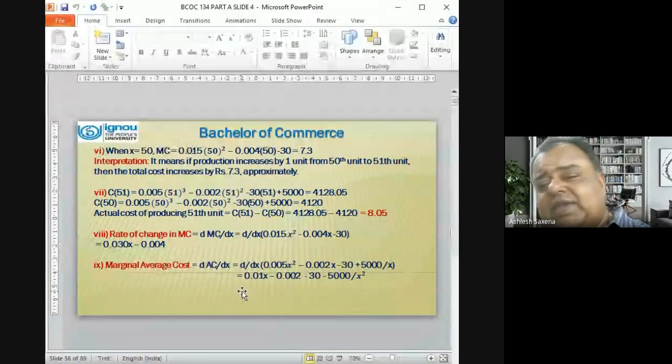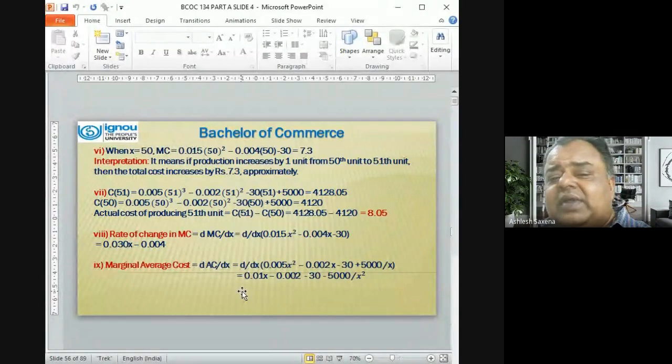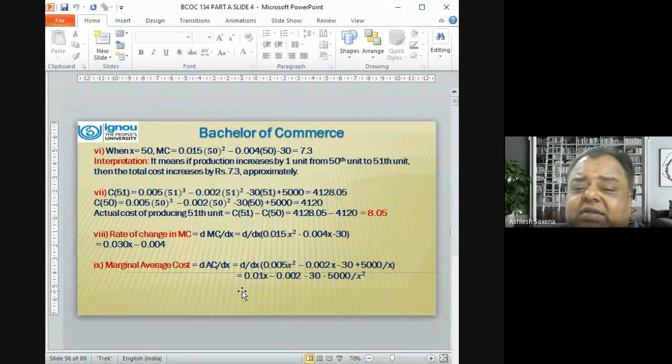Straight away, replace x by 50, and you are going to get the value as 7.3. What is the interpretation of it? It means if production increases by 1 unit, from the 50th unit to the 51st unit, then the total cost is increased by approximately rupees 7.3.